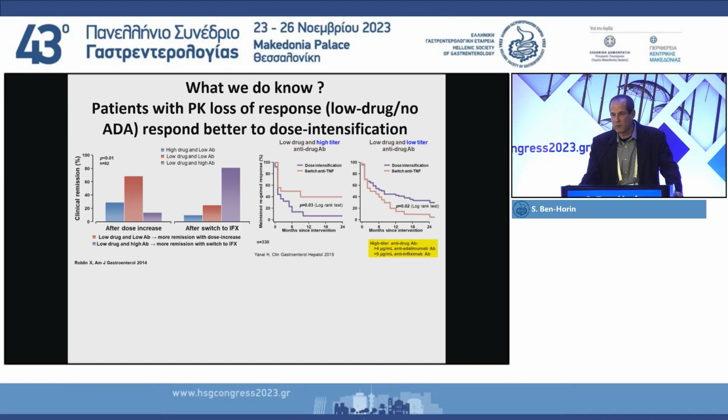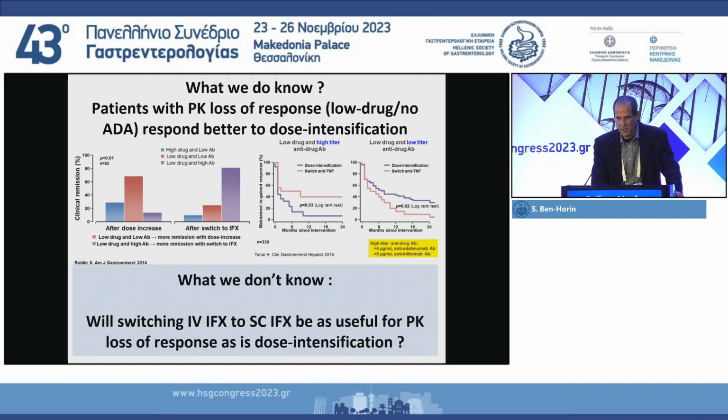Now, what do we know about loss of response? We know from many studies that you are familiar with that patients with PK loss of response, meaning low drug and no antibodies, or low titer antibodies with low drug, respond better to dose intensification. This is no news to any one of us. But I beg you now the question, what we don't know. After all, I showed you the PK profile of sub-Q, so could we possibly think about IV to sub-Q vedolizumab or sub-Q infliximab substitution as useful as increasing the dose for patients with loss of response?